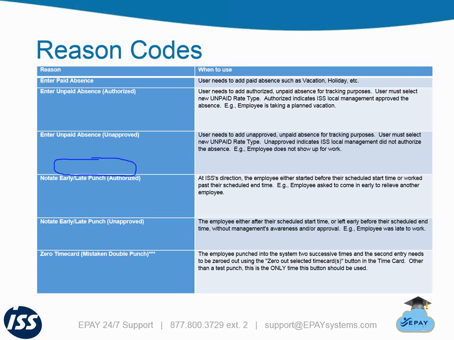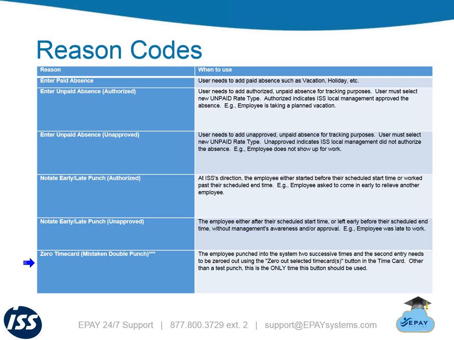Let me go back to my slide and point out a couple of points on that zero time card. At the very bottom of the screen, the one thing to keep in mind is that the employee punched in the system 2 successive times, and the second entry should be zeroed out. The only valid time that a zero time card function should be used is when the employee has mistakenly recorded more punches than he or she should have. The example I will show you on the next screen will reflect that. So let me go back out of here.